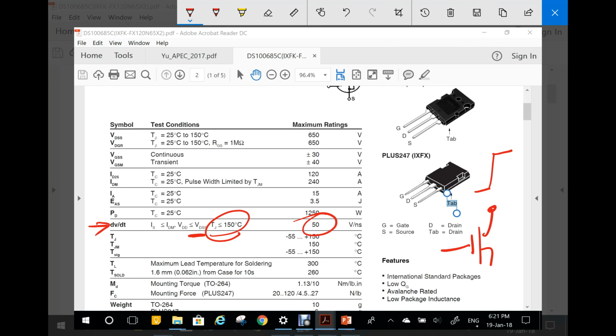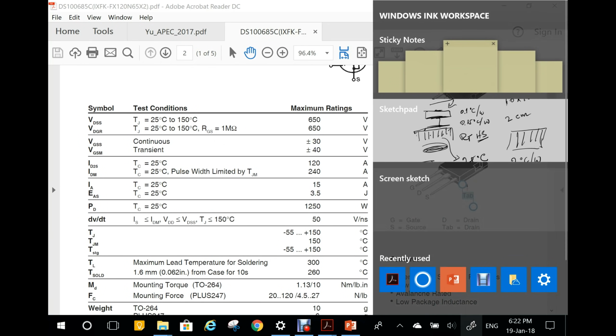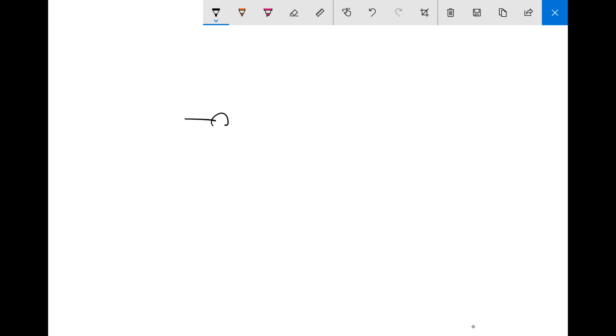And let's say that we have a converter. And for that purpose, let me have a look at a boost converter.